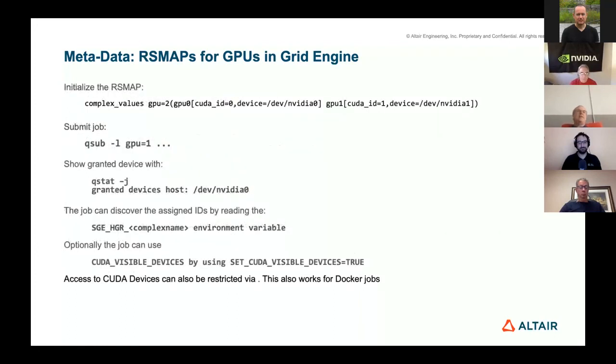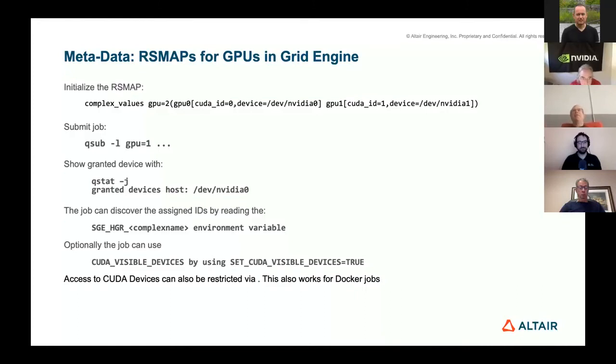And so to use it, you have to initialize it first. And the reason I'm explaining this is because we've recently added functionality so that when you're initializing it, you're telling Grid Engine what is the CUDA ID of the device and what is the device file of the device. And this is important because this will allow Grid Engine to correctly allocate the proper GPU to your application when you're submitting your job. You don't have to really worry about it.